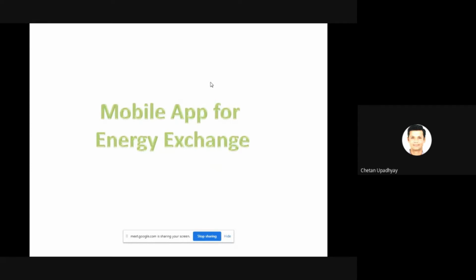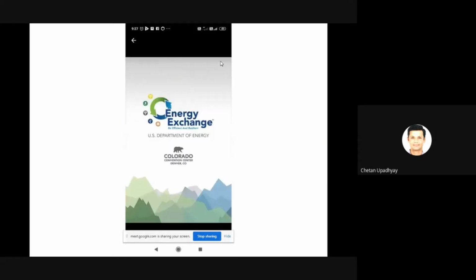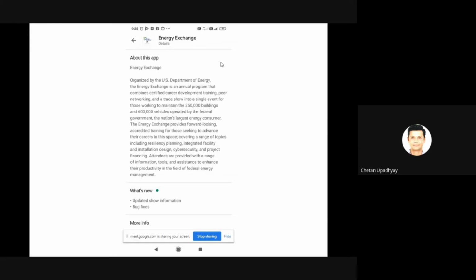Some of you may have seen a mobile app for energy exchange. If you have not seen it, I'll share something with you. When we searched, we found this energy exchange application from the US Department of Energy, Colorado. This is available in the Google Play Store. You can download this app. Once you download it, this is what it shows. Can you read this? Yes, sir. Okay, so it's visible to you.